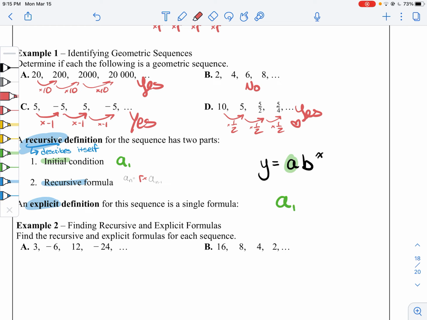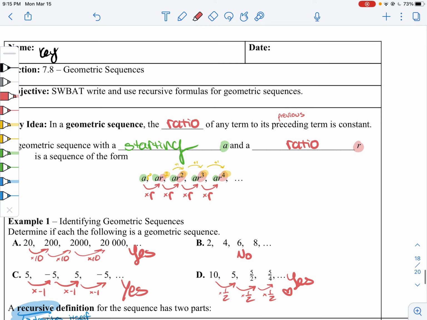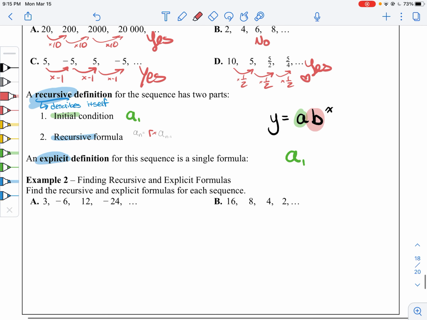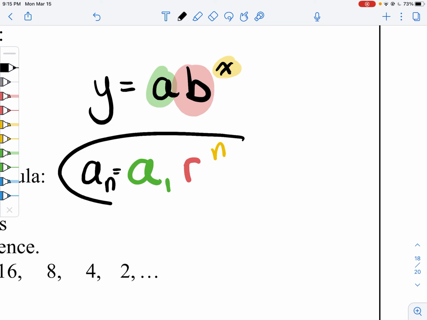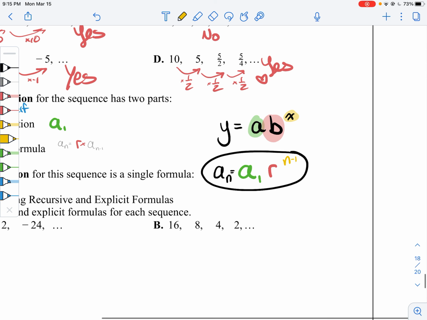And then our growth factor, well, we've just been calling it a ratio this time. It's r. Our growth factor is r. And instead of finding the xth term, we're just finding the nth term. So we say a sub n is equal to a sub 1 times r to the n minus first power. Great, right? And you know what, guys? This right here is all we need.